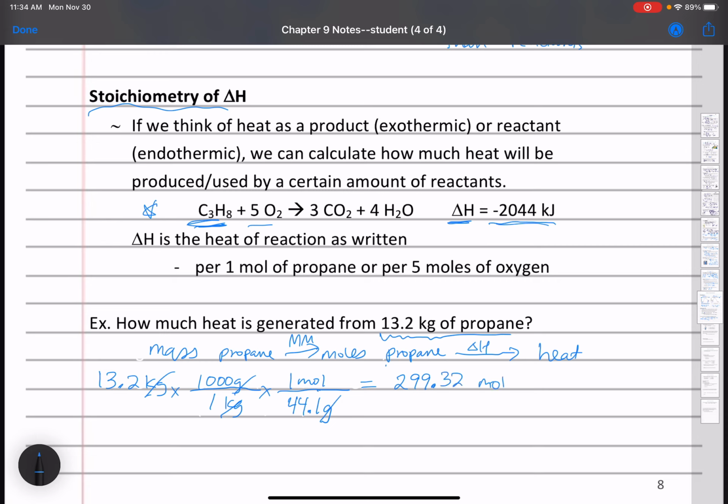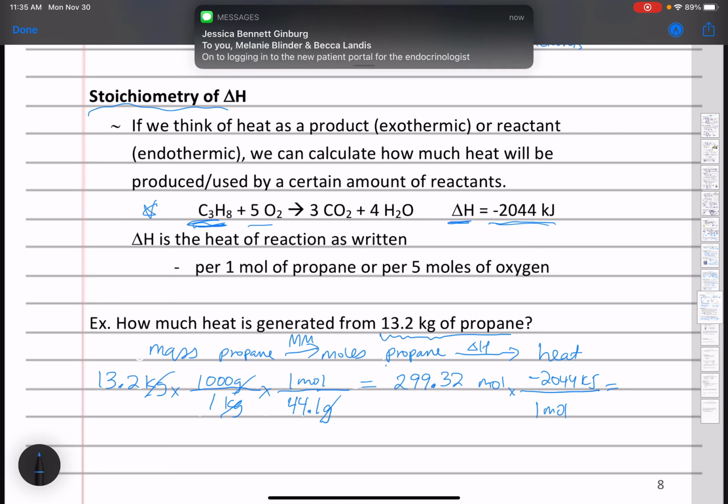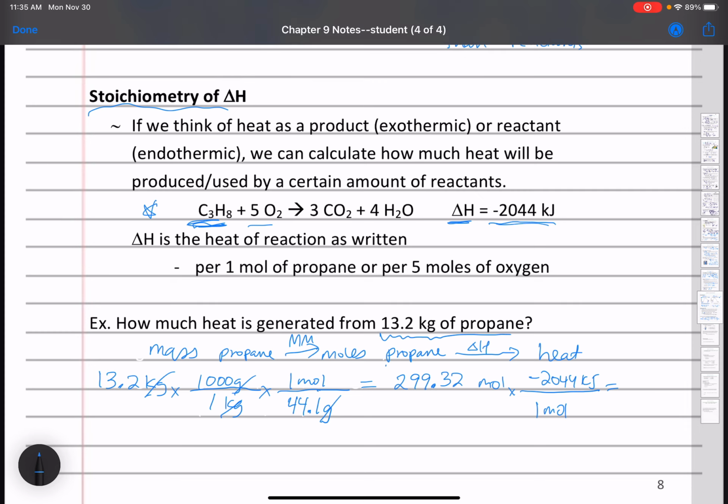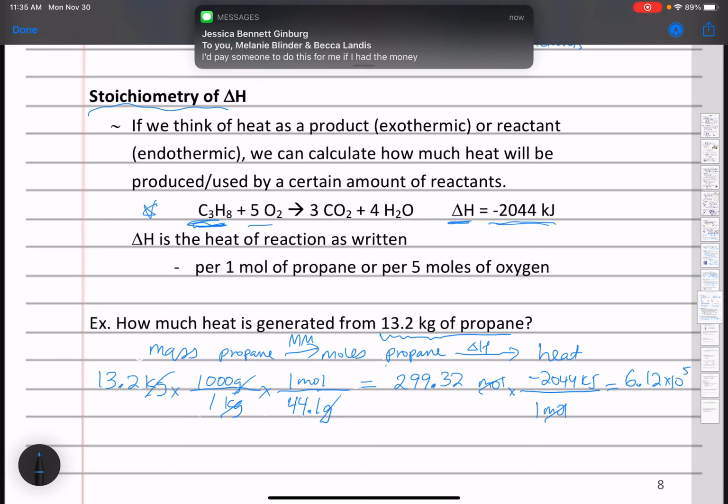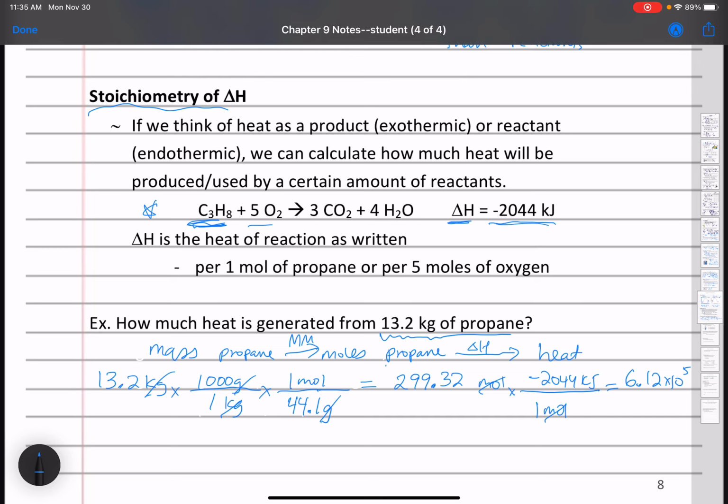299.32 moles of propane. All right. And we know from this equation here that for every 1 mole of propane, we generate negative 2,044 kilojoules, or we generate 2,044 kilojoules. That's what the negative sign means. All right, so for 13.2 kilograms of propane, that's going to equate to 6.12 times 10 to the 5th kilojoules.